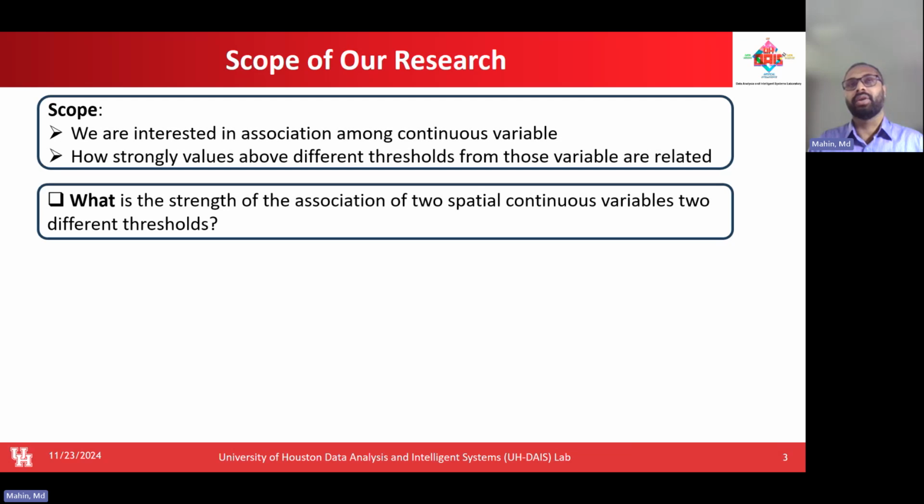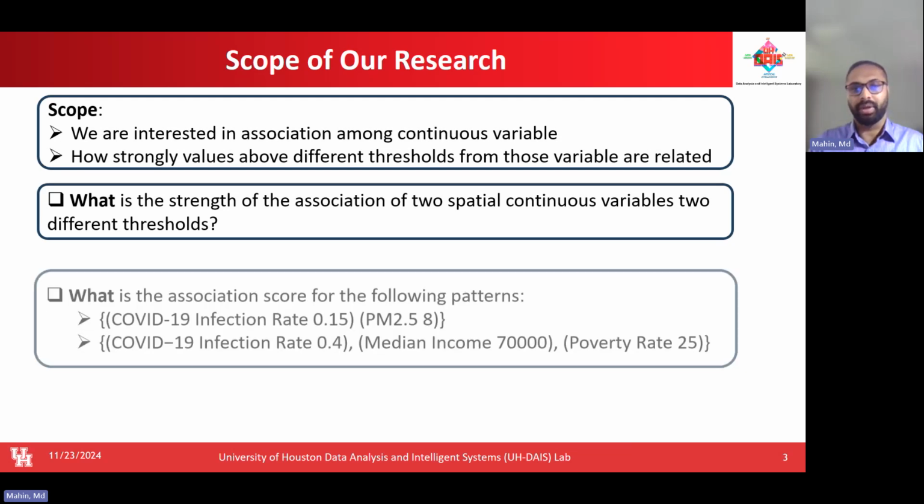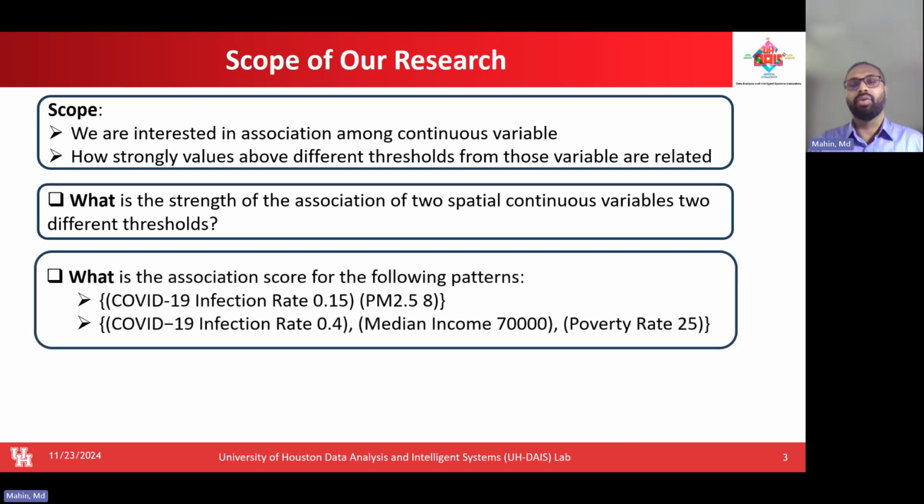two spatial continuous variables. For example, let's say COVID-19 infection rate above 0.15, 15%, or environmental variable pollution parameter PM25 above 8, how strongly these two are related. Or we can also ask a question like COVID-19 infection rate above 40% or 0.4, median income above 70,000, and poverty rate above 25%, how strongly they are related.